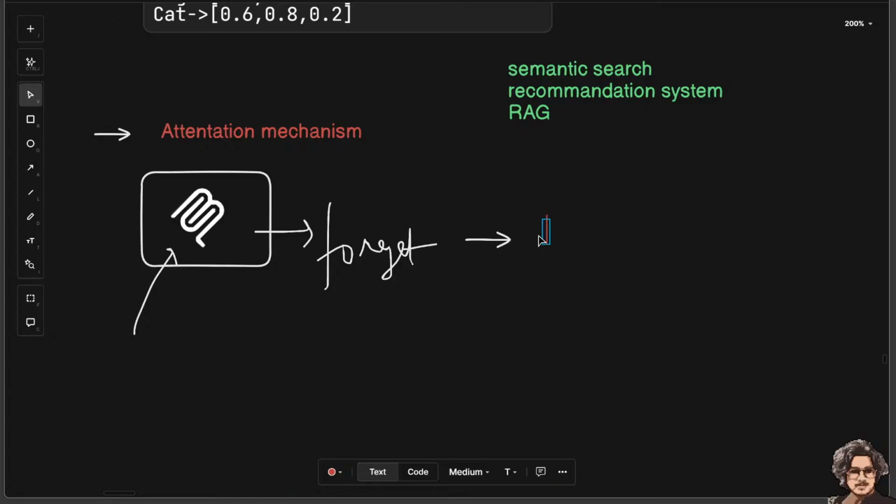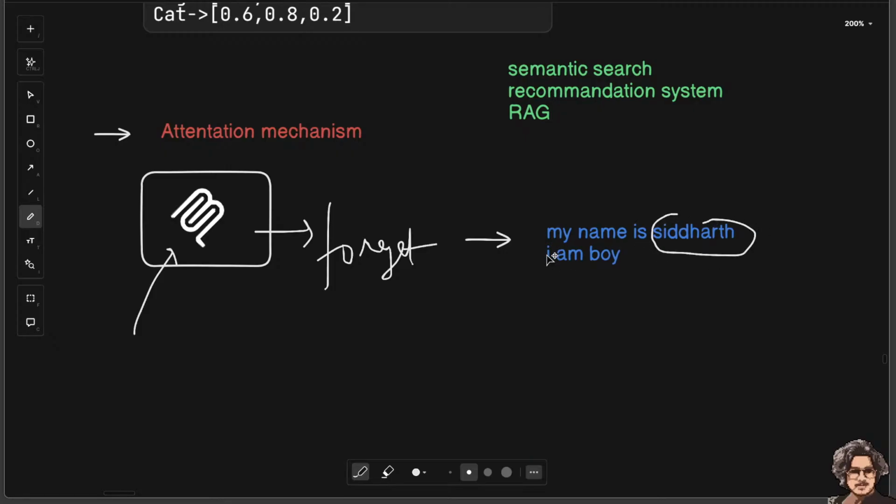If we provide a sentence like "the animal did not cross the road because it was tired", attention helps "it" refer to the animal. Similarly, if I write "my name is Siddharth and I am a boy", we understand that "I" refers to Siddharth. This is helped by the attention mechanism.